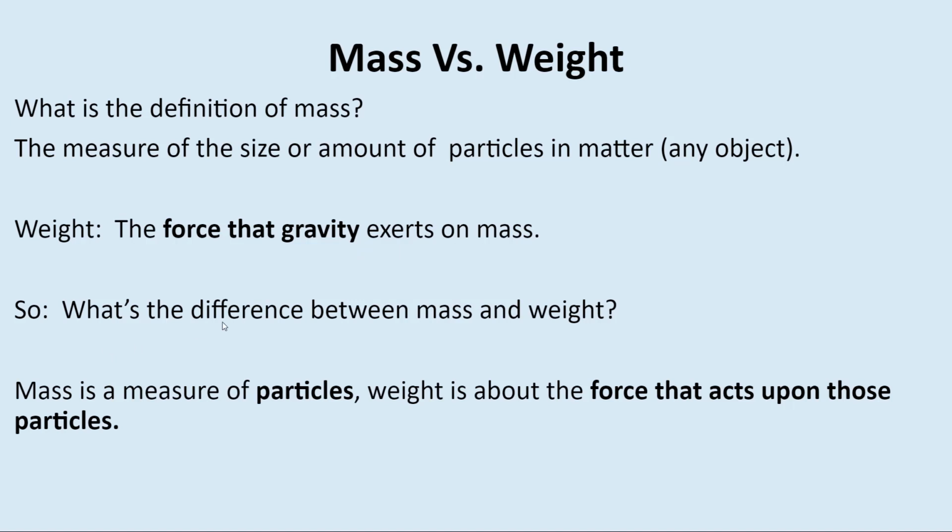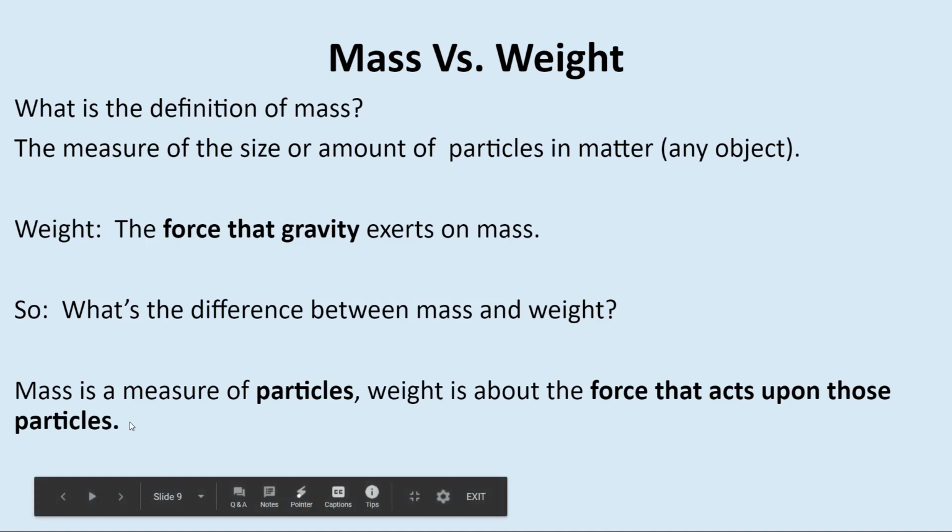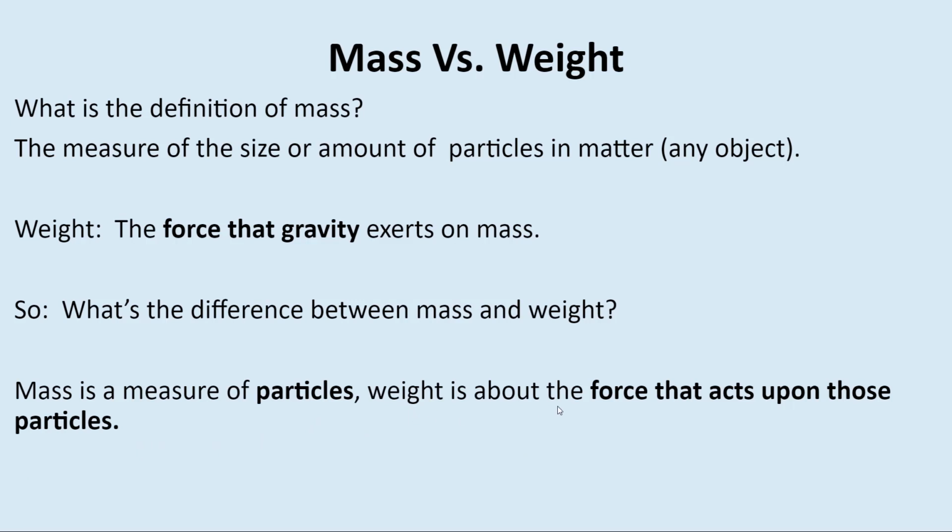So if we're looking at the difference between mass and weight, here's the difference right here. And this is huge, is that mass is a measure of particles. And I've highlighted the word particles here because I really want you to understand that if we're talking about mass, we're talking about particles. Where weight is about the force that acts upon those particles. All right? So mass is about the particles, and weight is about the force of gravity pulling your particles down towards the center of the Earth. All right? So mass is about particles, and weight is about force. Let's look at this in a little bit different terms.